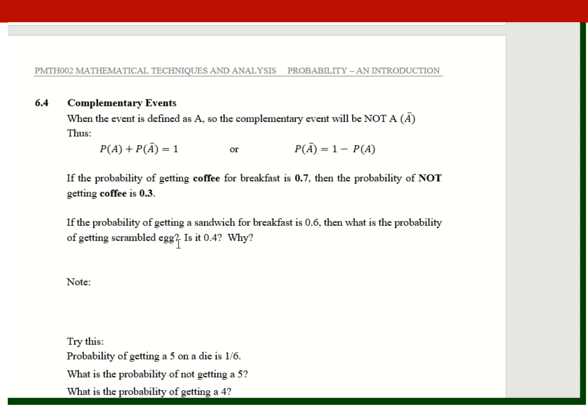Okay. If the probability of getting a sandwich for breakfast is 0.6, then what is the probability of getting scrambled eggs? Is it 0.4? No, it is not 0.4. The probability of getting sandwich for breakfast is 0.6. Not getting sandwich is 0.4. The probability of getting scrambled eggs is unknown.